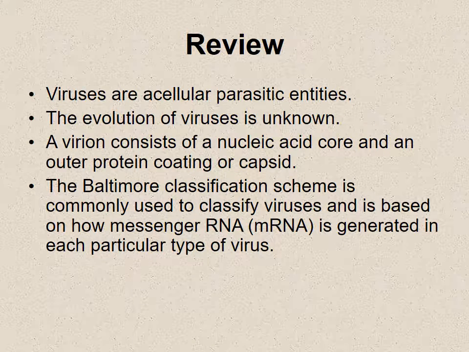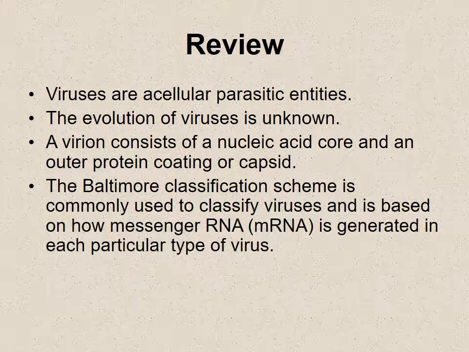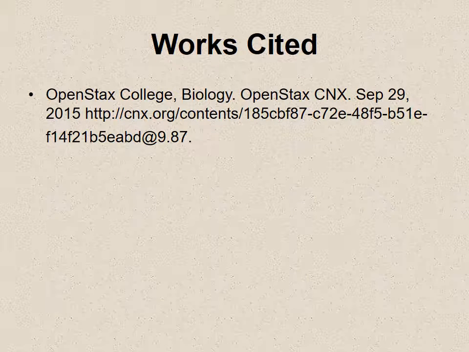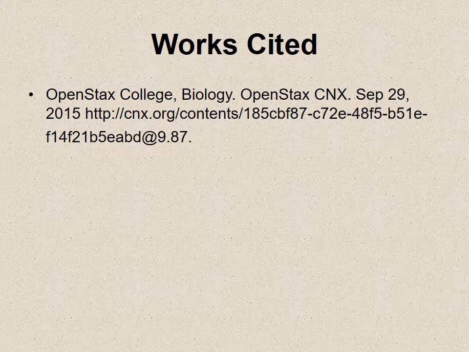So as a review, viruses are acellular parasitic entities. The evolution of viruses is unknown. A virion consists of a nucleic acid core and an outer protein coating, which is also known as a capsid. And then the Baltimore classification scheme is commonly used to classify viruses, and it's based on how mRNA is generated in each particular type of virus. And that is all I have for you for chapter 21.